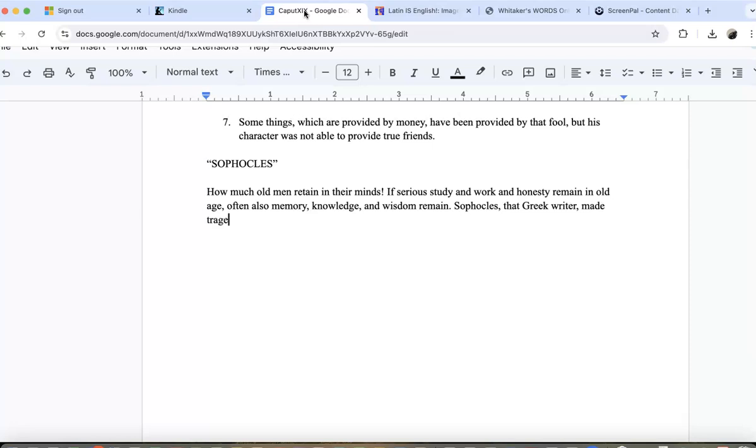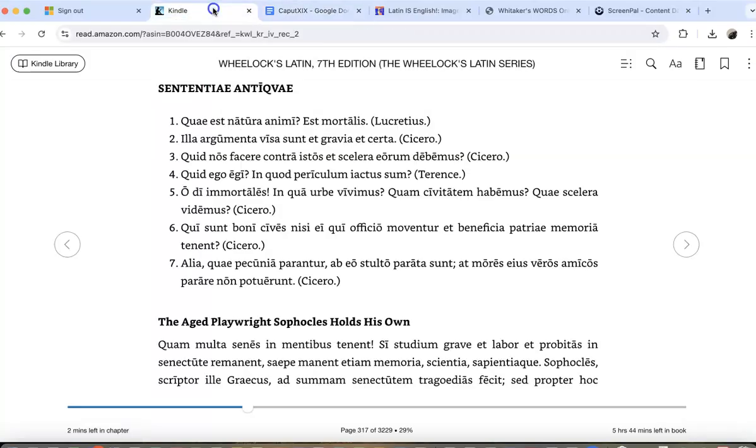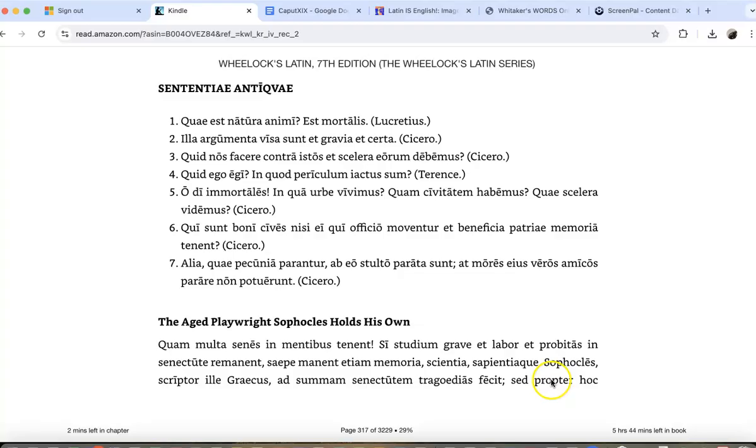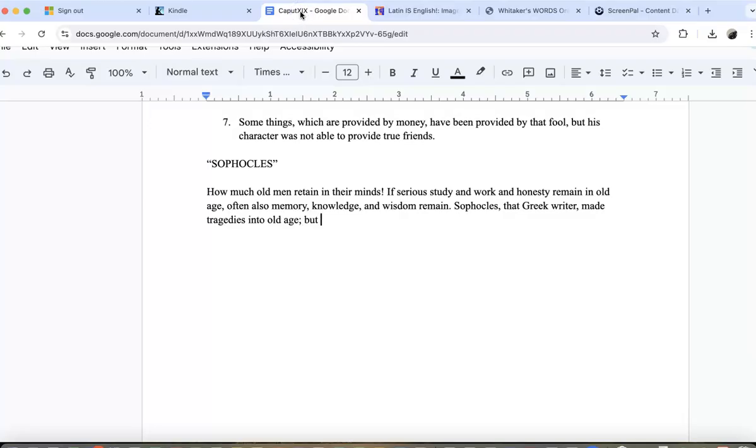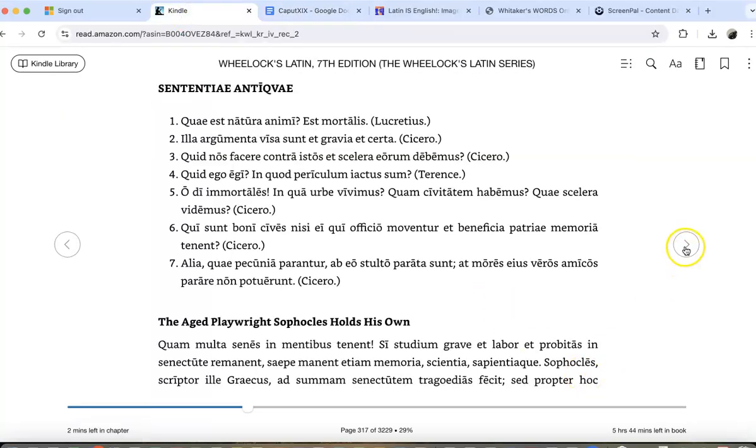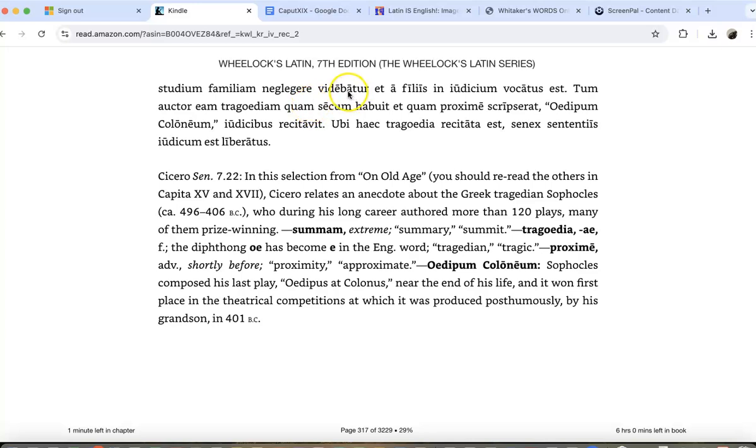Made into old age. Then we have a semicolon, but propter hoc, sed means but because of this or on account of this. So, but on account of this, so propter hoc. He was seeming, so videbatur is actually the imperfect passive because we have the ba. He was seeming to neglect his family.